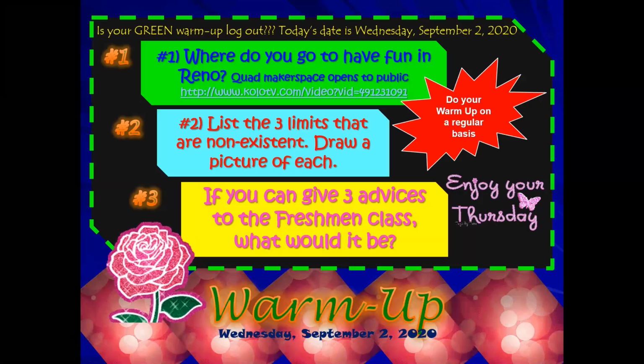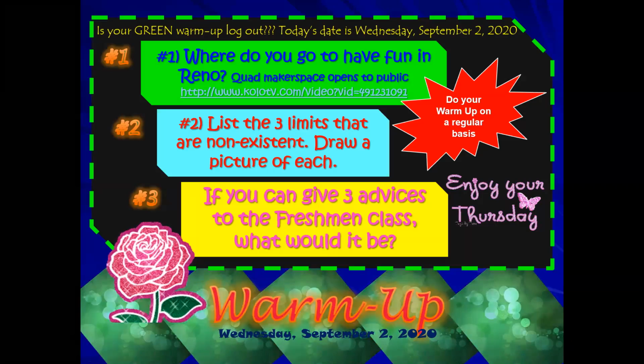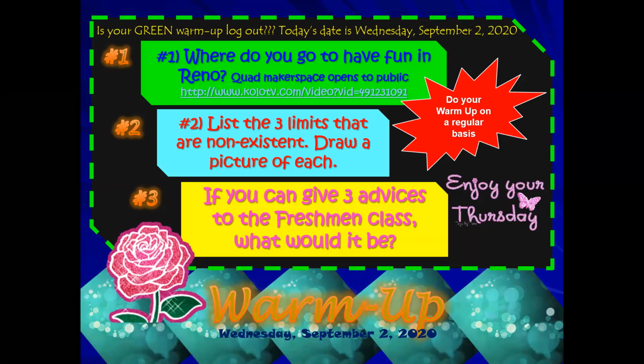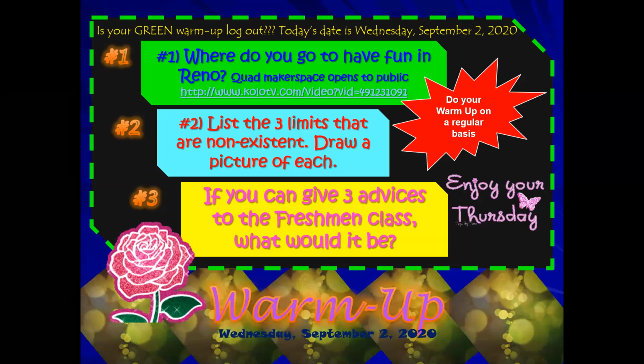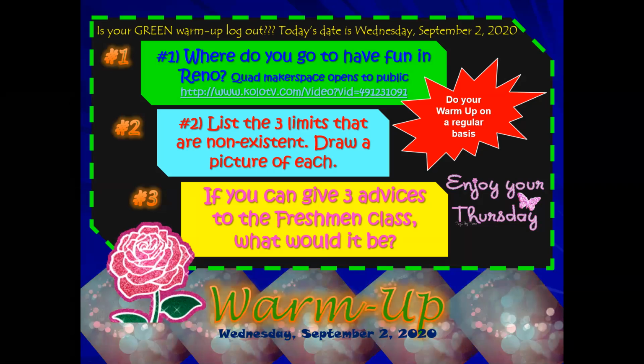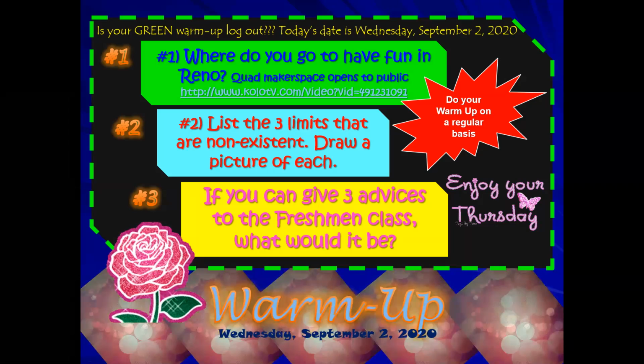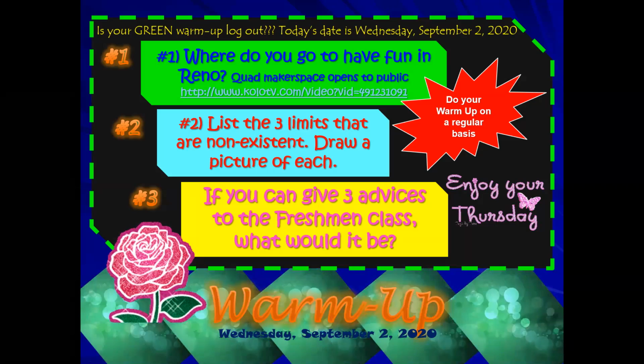This is your warm-up, so go ahead and get started with that. First question says, where do you want to go to have fun in Reno? Question number 2, list 3 limits that are non-existent, draw a picture of each. And number 3, if you can give 3 pieces of advice to the freshman class, what would it be?